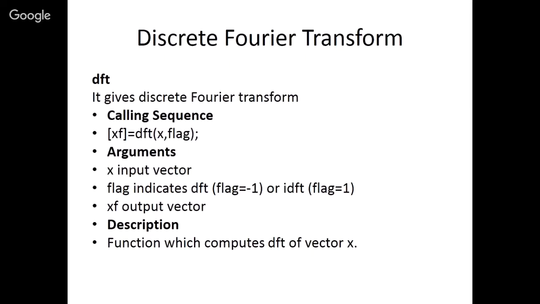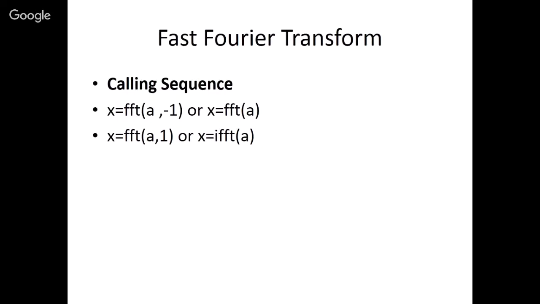But the difference is in the flag. If you give the flag as -1, that means you are finding the DFT. If you give the flag equal to 1, that means you are finding the IDFT. So you should be very clear that to find the DFT we use the dft command, and to find the inverse DFT we also use the dft command. Only the flag differs. If the flag is -1, that means DFT. If the flag is +1, that means IDFT. And finally you will get the output vector. So this is one example. This is very simple: A is a matrix, and if the flag is -1, you get this, and if it is +1, then you get the inverse DFT.